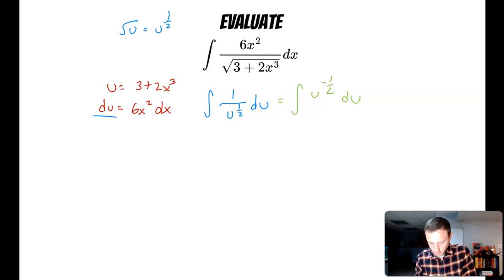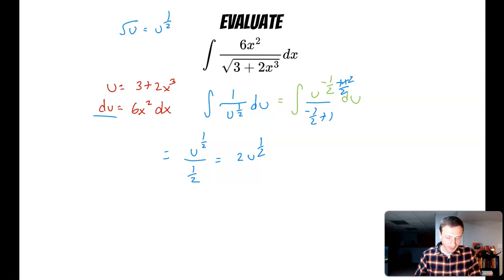And then we have to add 1. So this is negative 1/2 plus 1. So over 2, negative 1/2 plus 2 over 2 is going to be u to the 1/2, which means we're going to have divided by 1/2 because it's just that exponent. And we can clean this up a little bit. So it's going to be 2u to the 1/2, because if we're dividing by 1/2, we're really multiplying by 2, plus c.